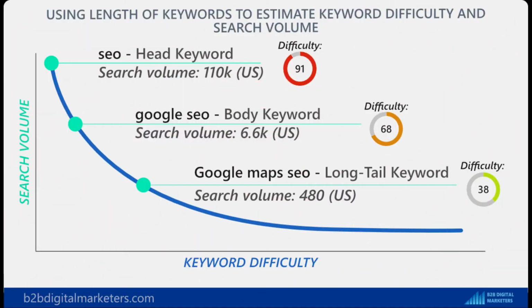And if you don't have an SEO tool, a good rule of thumb is looking at the length of the keywords. Usually, head keywords, 1 to 2 words long, are the most competitive and have the highest search volume. Body keywords, 2 to 3 words long, are in the medium range of competitiveness and search volume. Long tail keywords, 3+ words long, are usually easier to rank for, but the search volume is lower. This is perfect for starting websites.